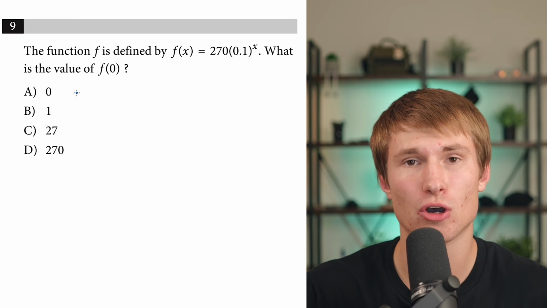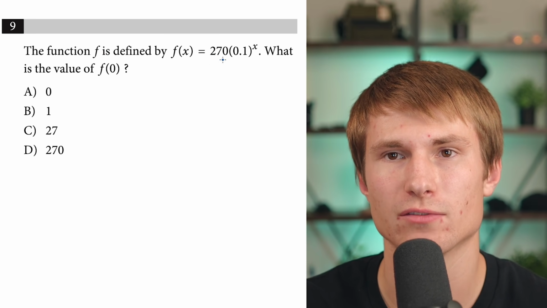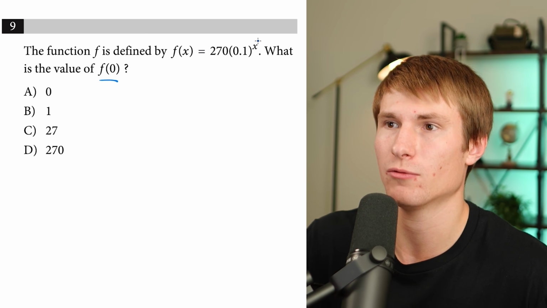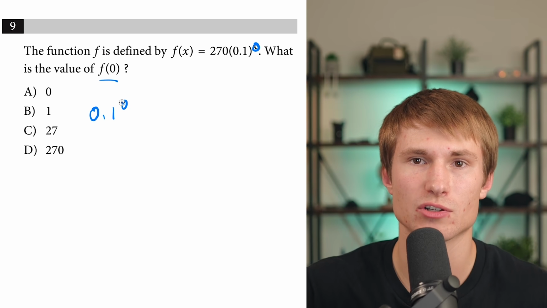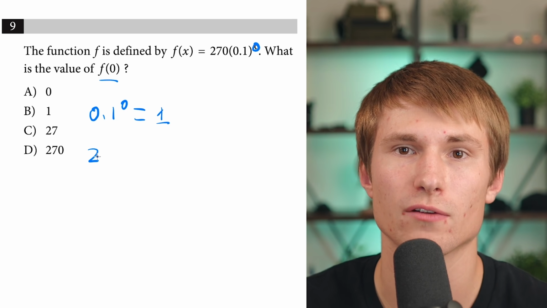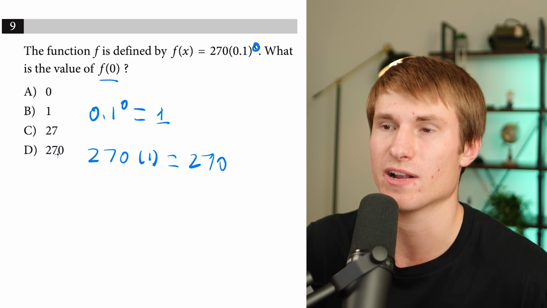Here's something you need to know about when the exponent is 0 for the SAT. Question 9 states the function f is defined by f of x is equal to 270 times 0.1 to the power of x. What is the value of f of 0? Well, if we plug in 0 for x, we have 0.1 raised to the power of 0. Now, 0.1 raised to the power of 0 is like any number raised to the power of 0. It's going to equal 1. Therefore, you're going to end up with 270 times 1, which is just 270, and your answer will be answer choice D.